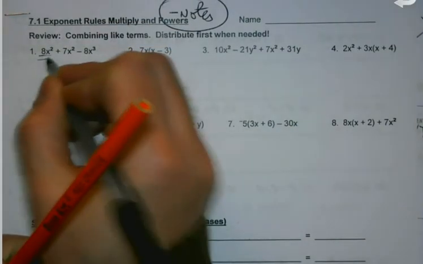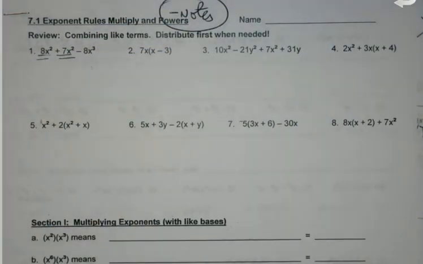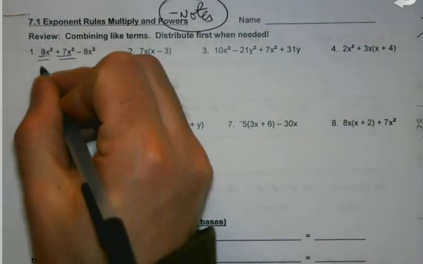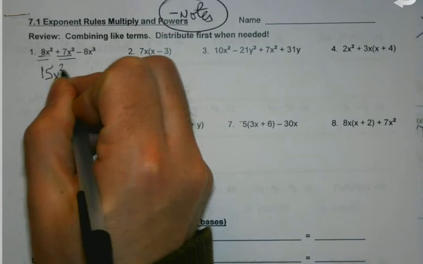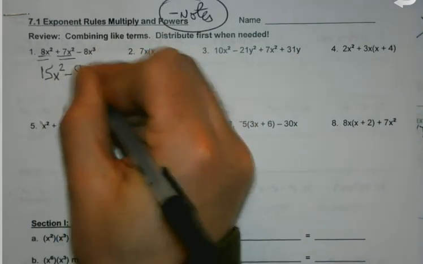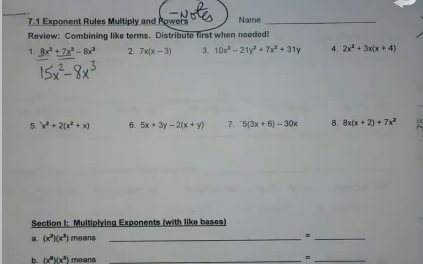So this 8x squared and the 7x squared, I know they all have x's, but these are the only ones that have the same exponent. So if I have 8 and I have 7 more, that gives me 15. But then I can't do anything else with the 8x to the third because there are no other x to the third terms. It's just that one. Why wouldn't you put that?